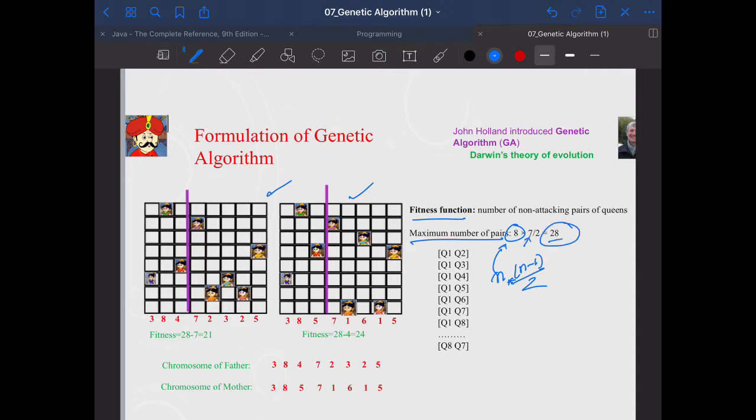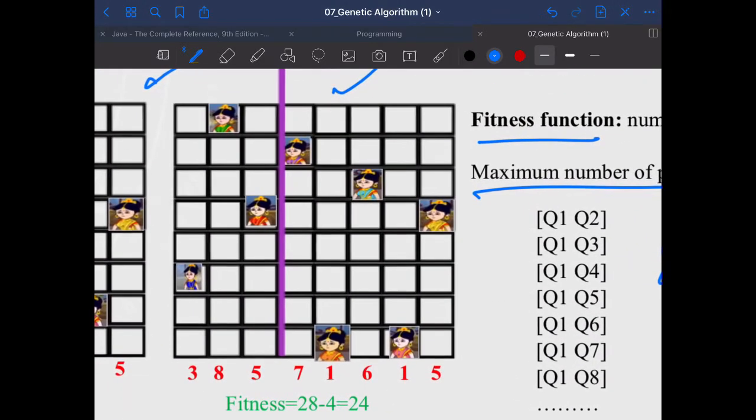So this is the maximum number of pairs that we can have for this situation, and the fitness function would be basically the maximum number of pairs minus the attacking pairs. So if we look into this example here, we have to find the attacking pairs. The first attacking pair is this one. So remember, all the rows, all the diagonal rooms, and all the columns. So let's try to find out.